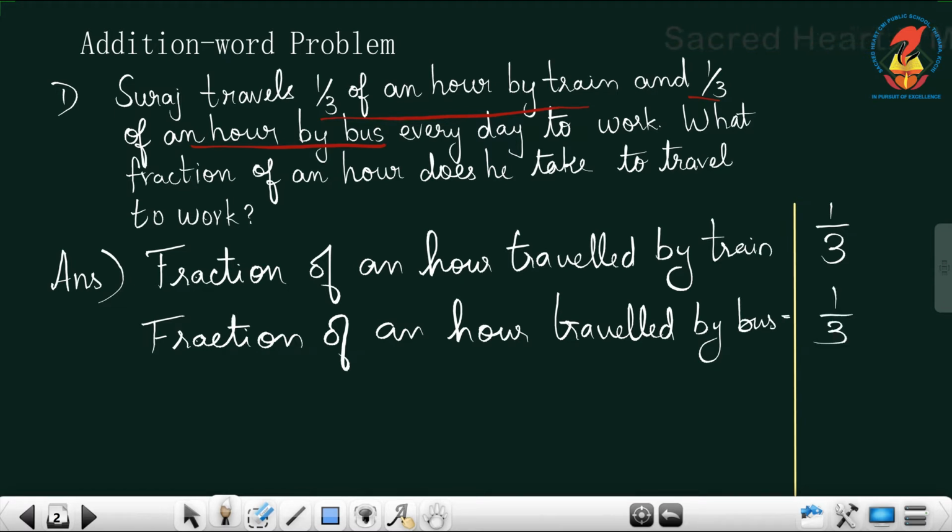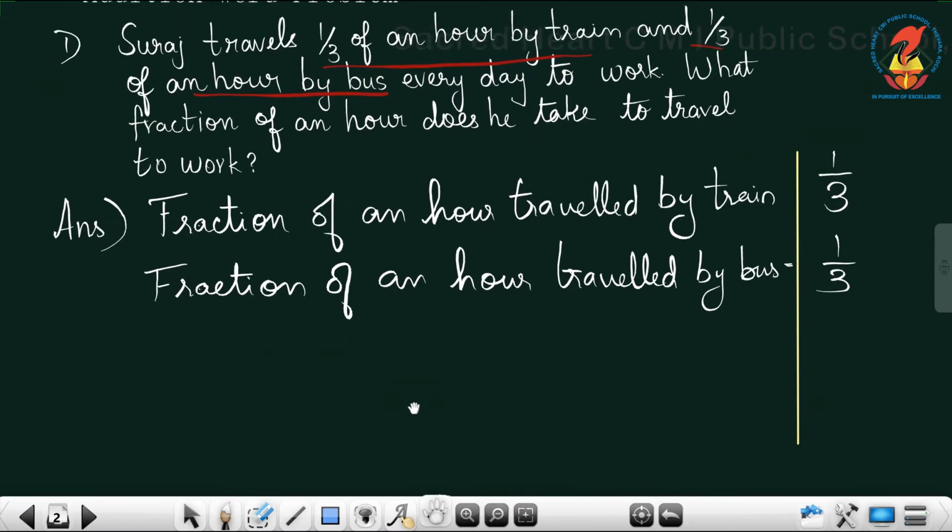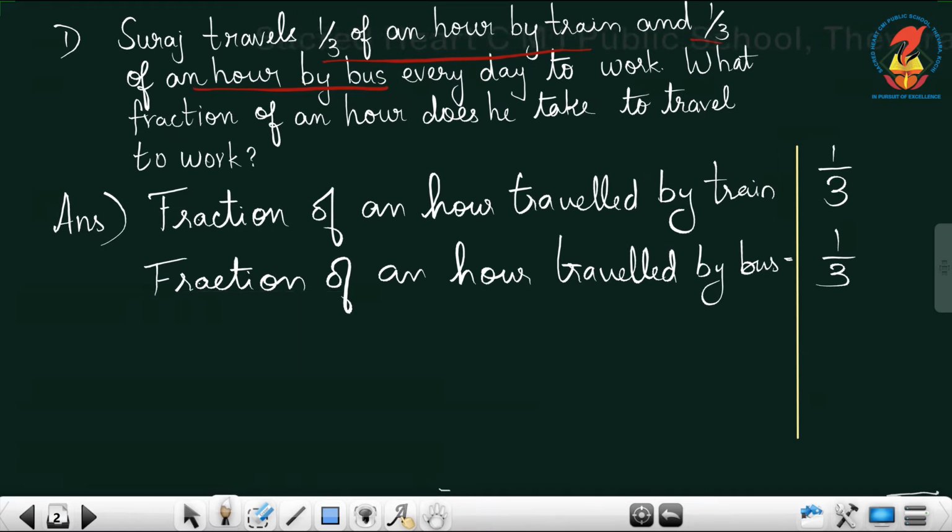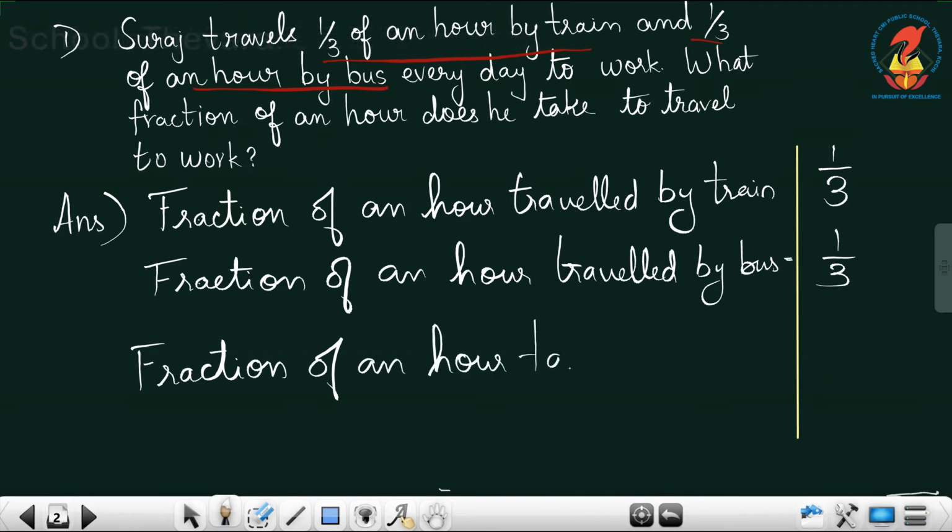Now look, what fraction of an hour does he take to travel to work? You need to find out how much it's. So you will write the statement as fraction of an hour taken to travel. That is, you need to add both these fractions, which is traveled by train and which is traveled by bus.